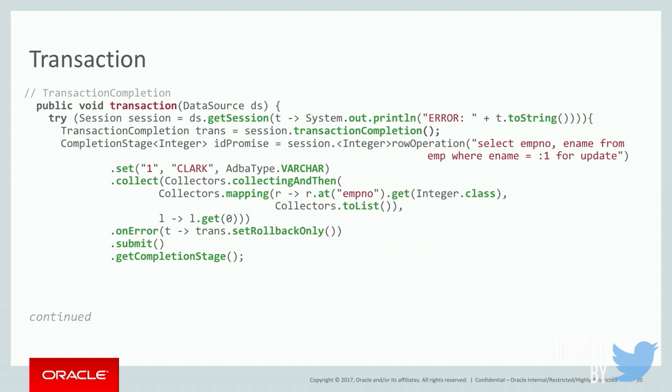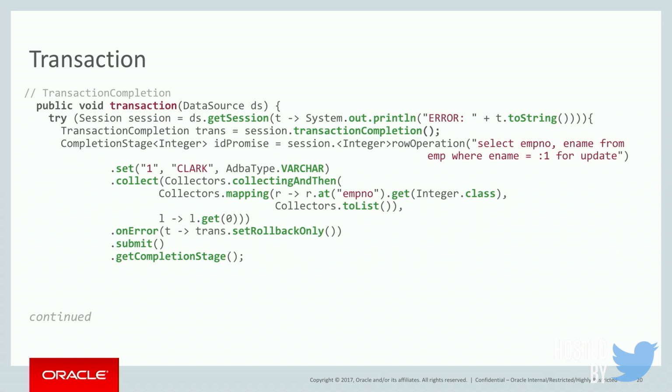So the first thing we have is a completion stage of an integer. ID promise is a completion stage. It's an integer, but it's a completion stage, which means its value will be set in the future. Okay, so we get a session, we do a row operation, which is a select statement. Select ename from employee where ename equals a parameter, for update. Select for update. Okay, we set the value for the bind variable, and then we're going to collect.